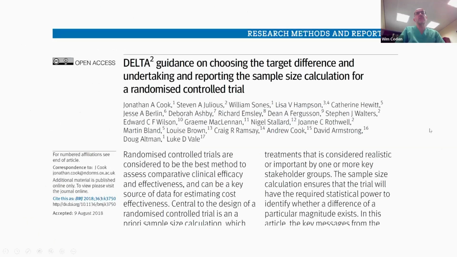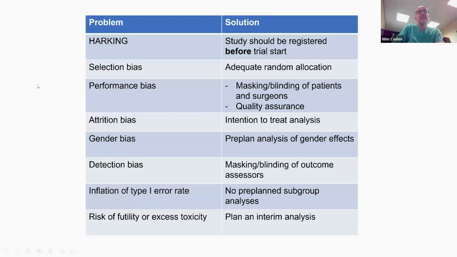Patient-reported outcomes are more and more important. There are a number of guidelines available. This is the Delta 2 guideline, which has been published in the BMJ a few years ago, and you can have a look at that. There are a number of important guidelines that are relevant for calculating a sample size. So here in this table, and I will provide the PDF of the presentation to the organizers, and you can ask them to have it, so you can read it afterwards.